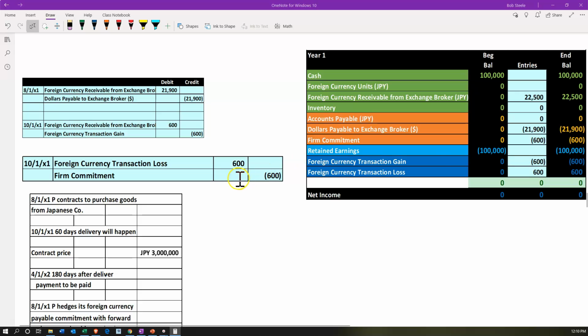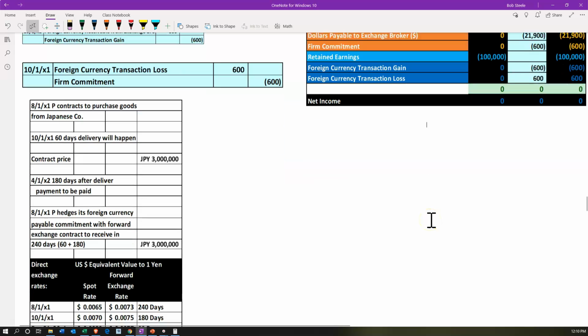So what we're going to do is record a loss now. The loss is going to net out the gain, basically removing it from the income statement. Now there's no effect on net income, taking it out of the temporary account. We're going to put it into the firm commitment. Firm commitment, 600 here. I'm going to put it on as a liability, and that's just basically going to be held until we actually purchase the inventory.